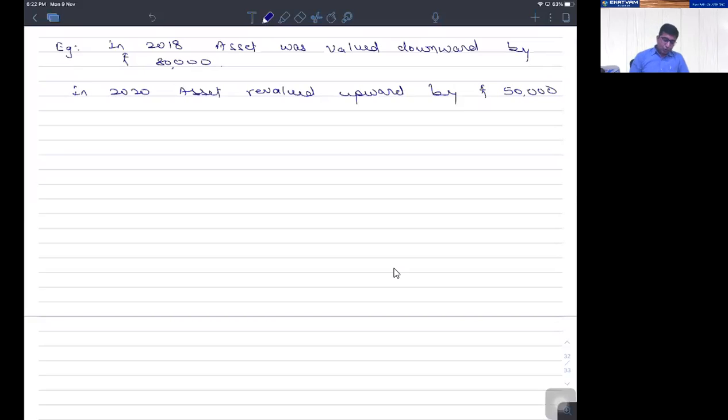Am I right? So my entry for the adjustment will be: asset account debit 50,000 to profit and loss account 50,000. Correct?